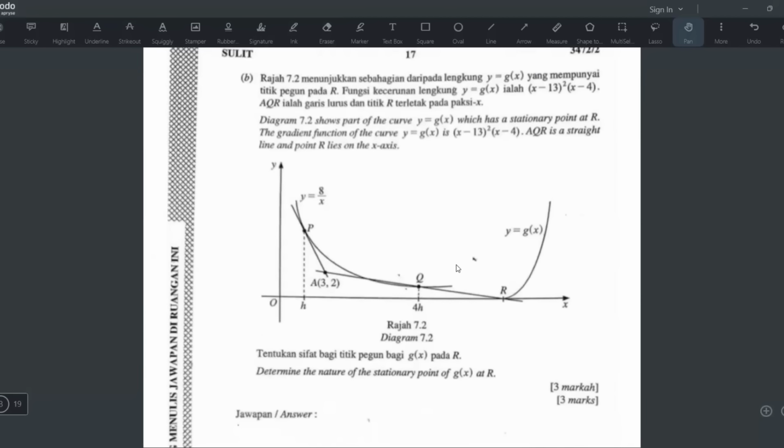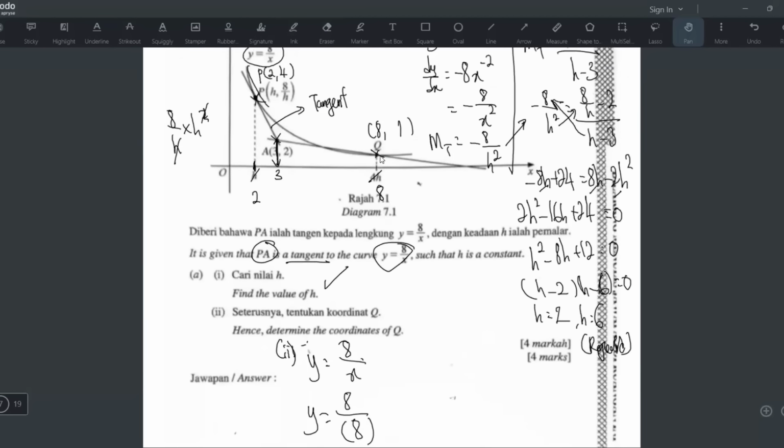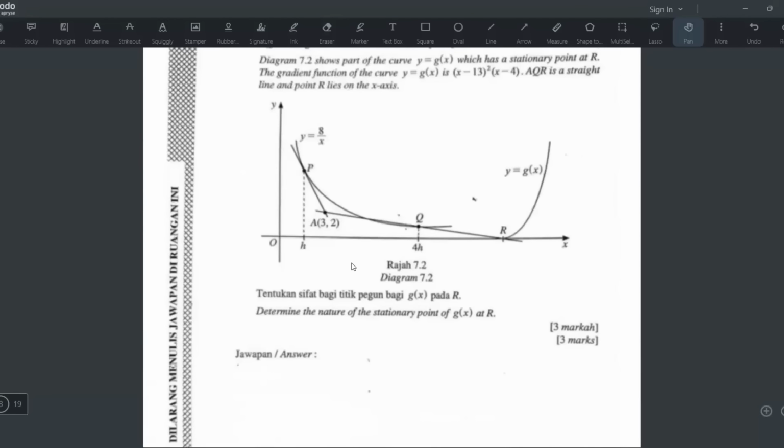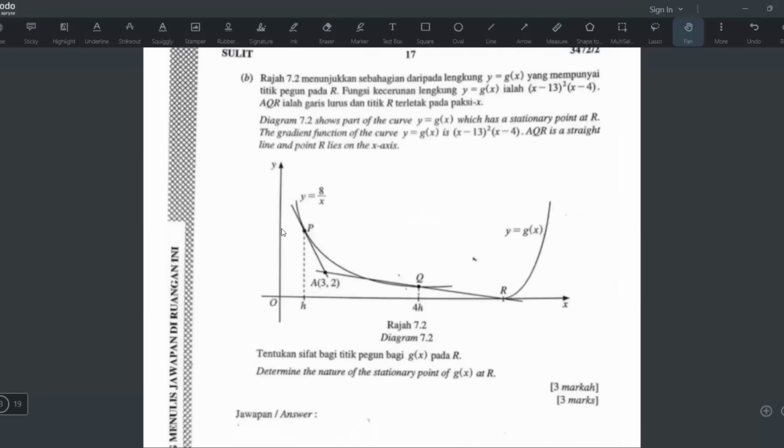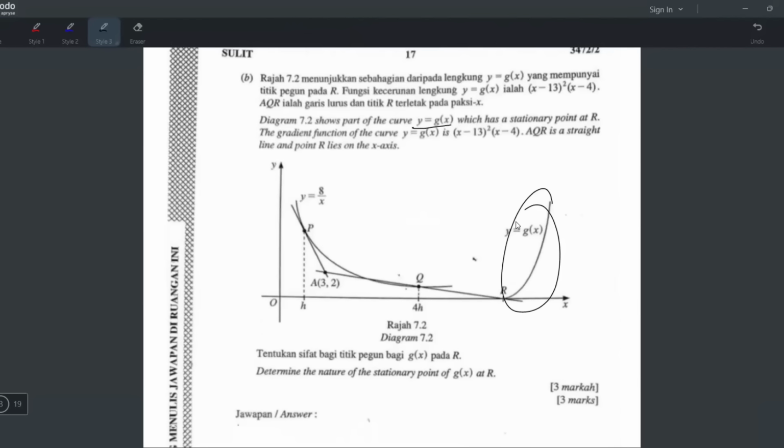Oh, there's still part B. Okay, there's another diagram here, but this diagram looks very similar to this, right? So I'm pretty sure you can transfer some information here. But it's okay. Let's read the question first. Diagram 7.2 shows part of the curve y equals g(x). Okay, this one. So it's only part of the curve, so I don't know how it looks after here, right?